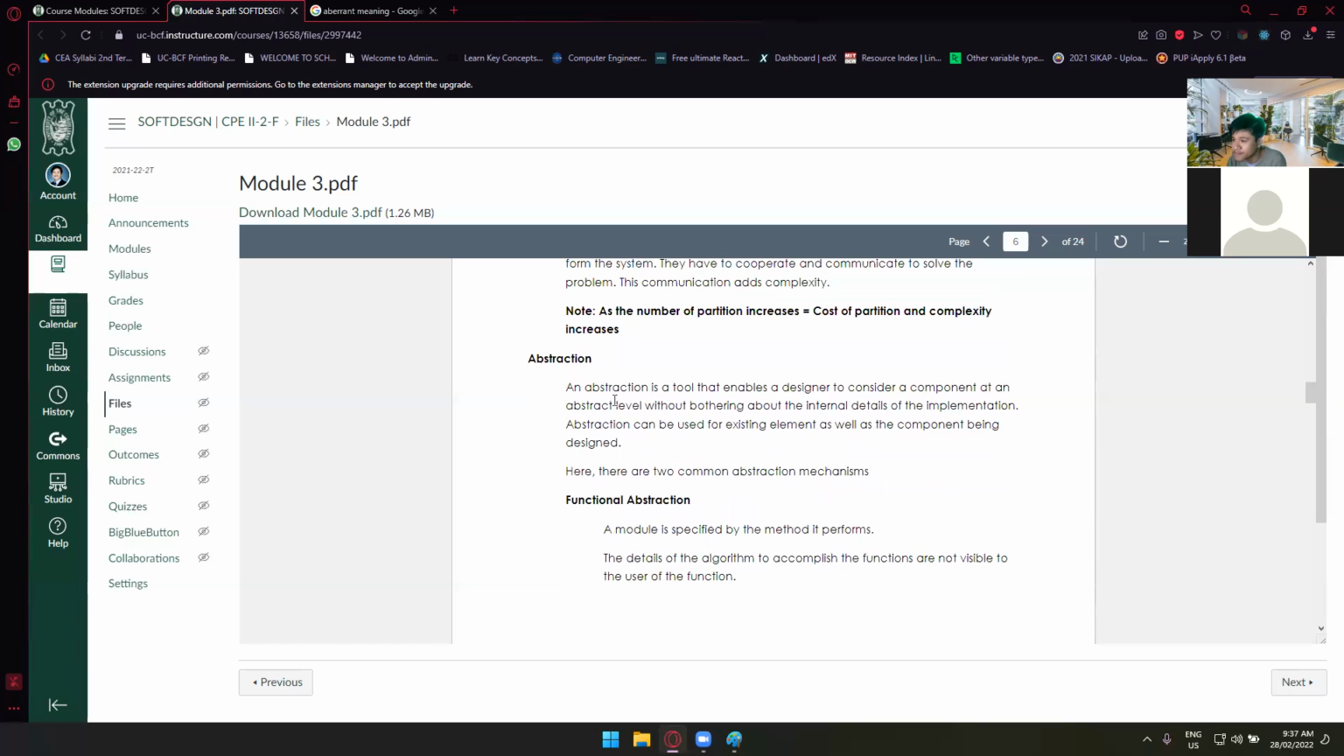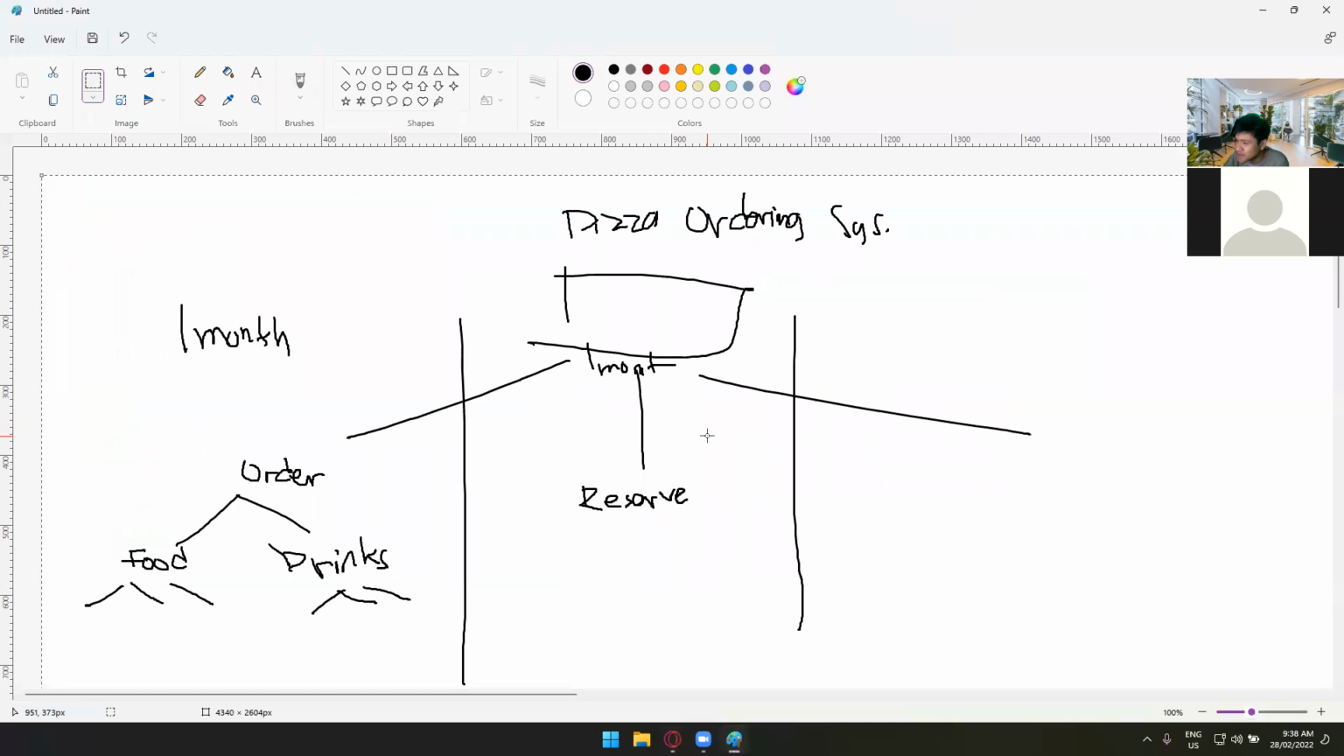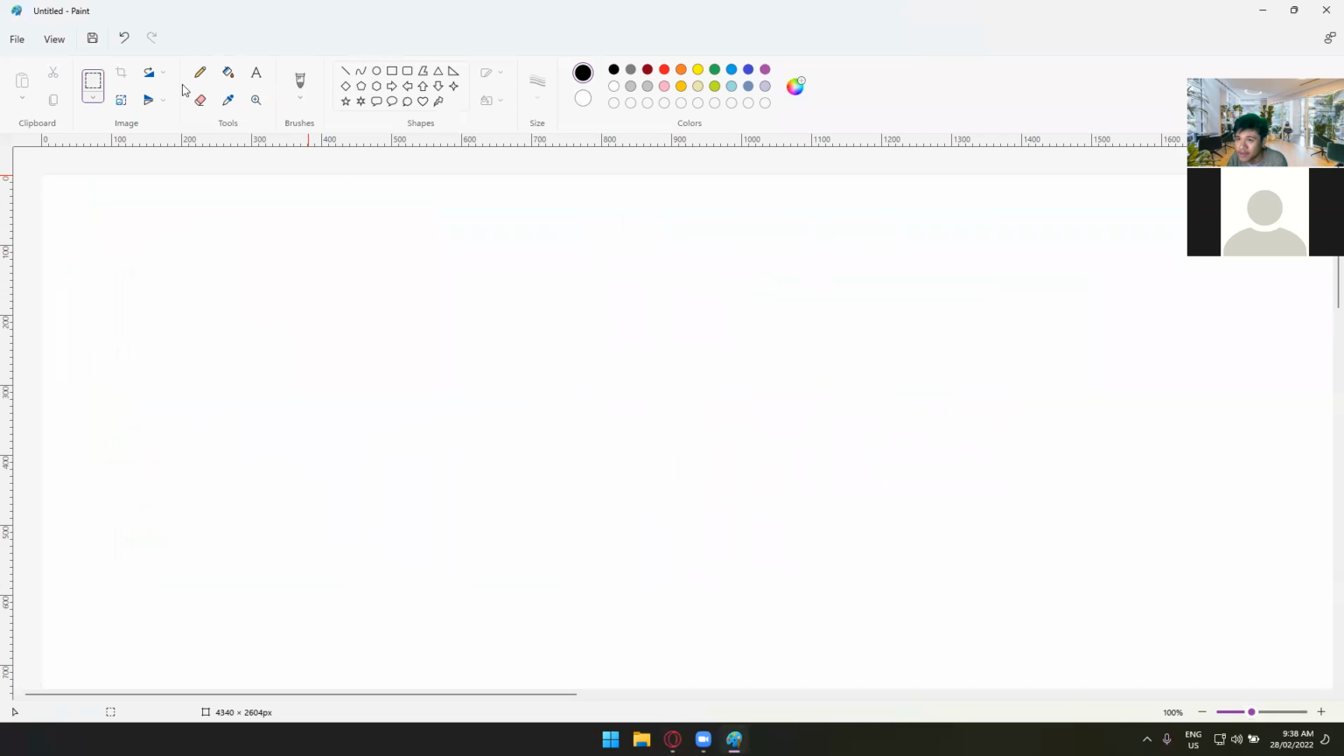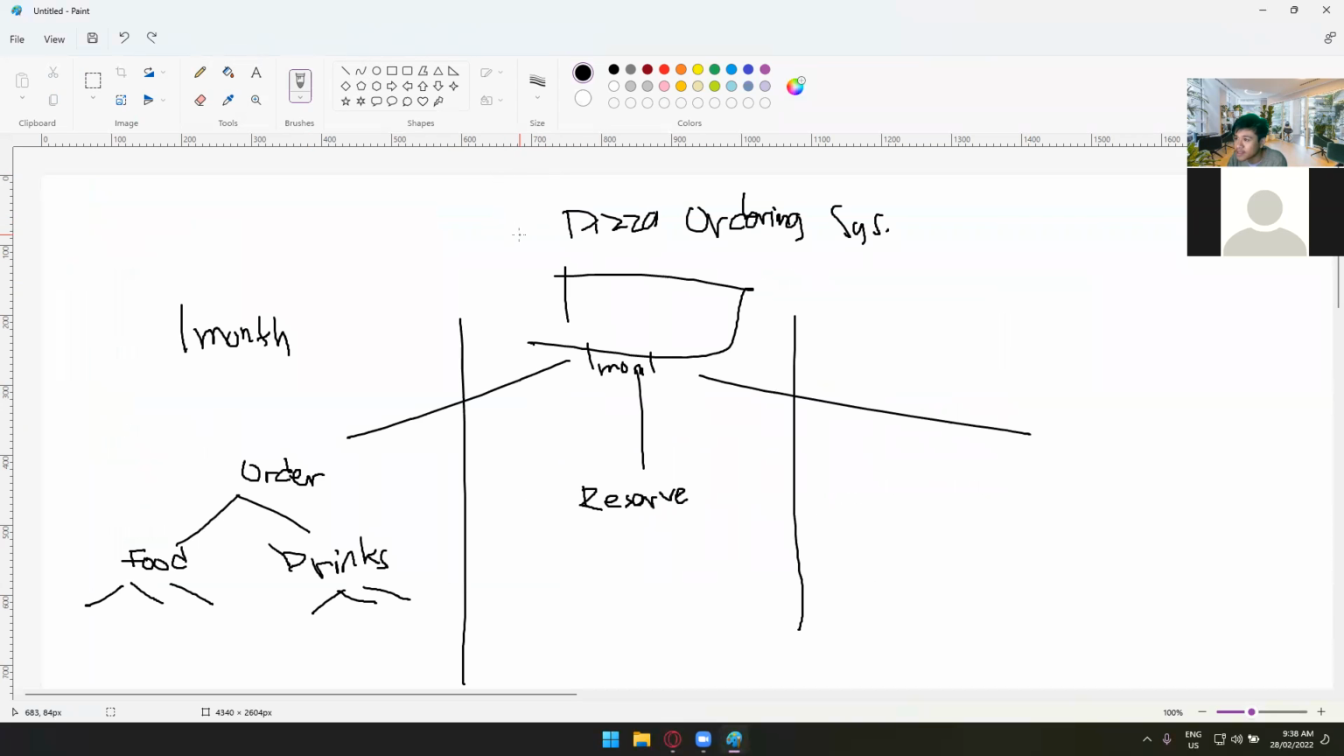Moving on to the next one, abstraction. So this is just a way. I guess it's better if we have a drawing. Let's see. I guess we can use this pizza ordering system. Wait a second. So this is already partition actually. This is the first partition wherein you have to do the order part where the customer can order, where the customer can reserve. Let's say for Foodpanda.